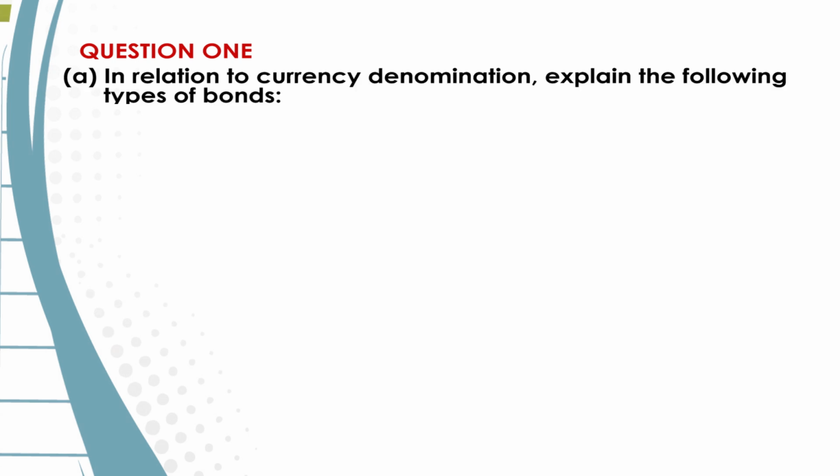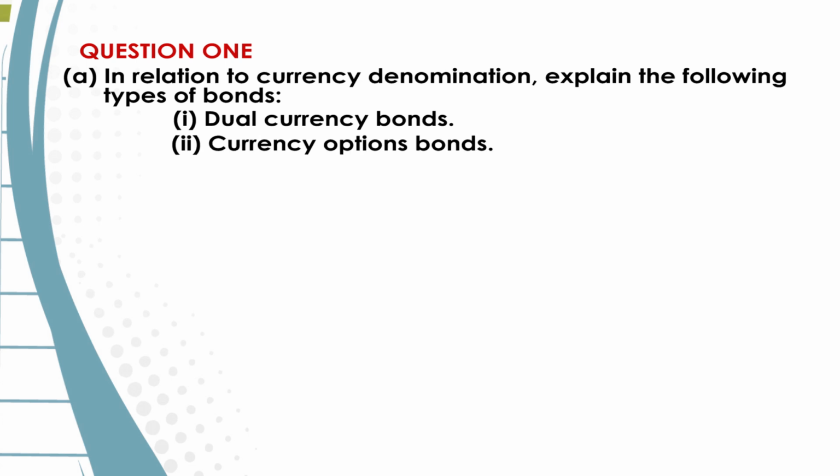Part A reads, in relation to currency denomination, explain the following types of bonds. 1. Dual currency bonds, 2 marks. 2. Currency option bonds, 2 marks. That is the question. In relation to currency denomination, explain dual currency bonds.